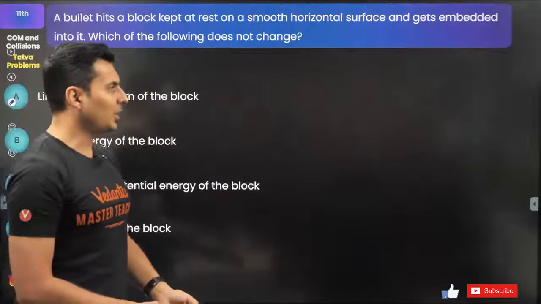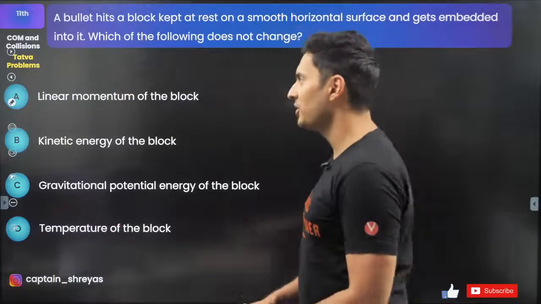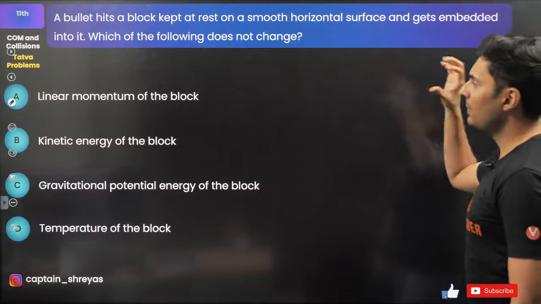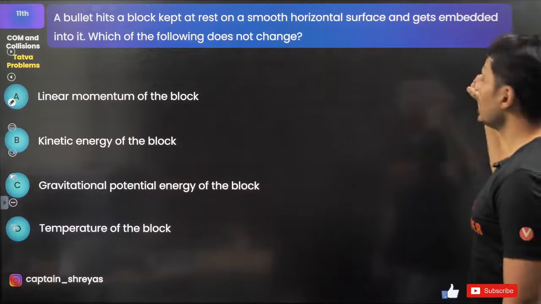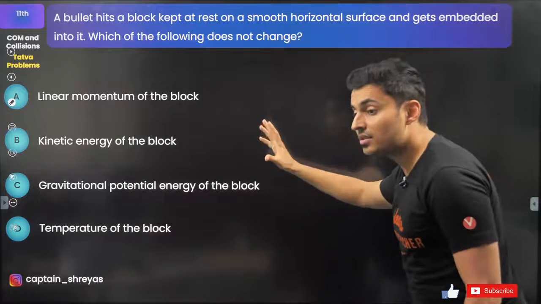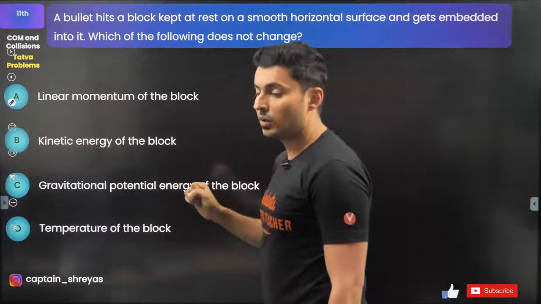Is that okay? Let's do the next question coming up on your screen. There is a bullet which hits a block kept at rest on a smooth surface. It gets embedded in it. Which of the following does not change?